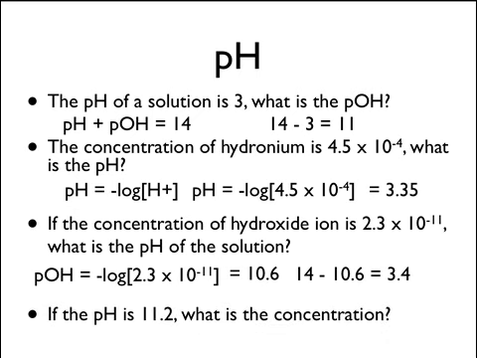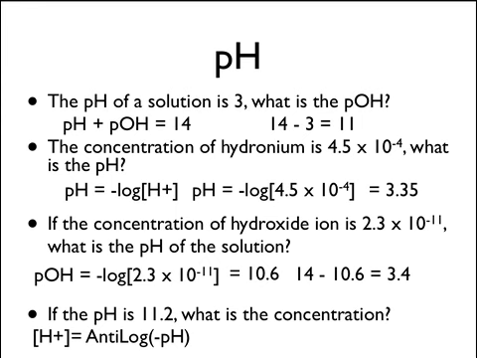If the pH is 11.2, what is the concentration? Well, now we're going backwards. We're no longer going from concentration to pH, we're going from pH to concentration, which means that algebraically we have to move our equation around. When you do that, what you get is that the concentration of hydrogen ions is equal to the antilog of the negative pH. This has just been rearranged algebraically.